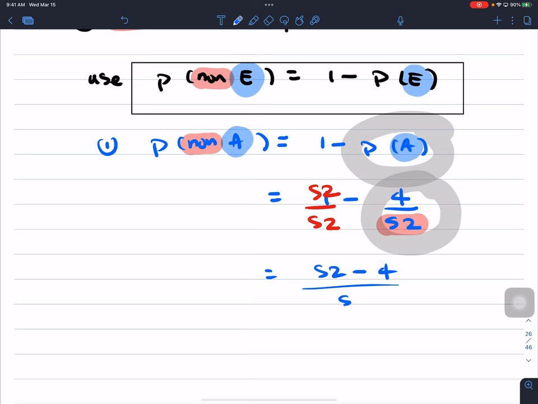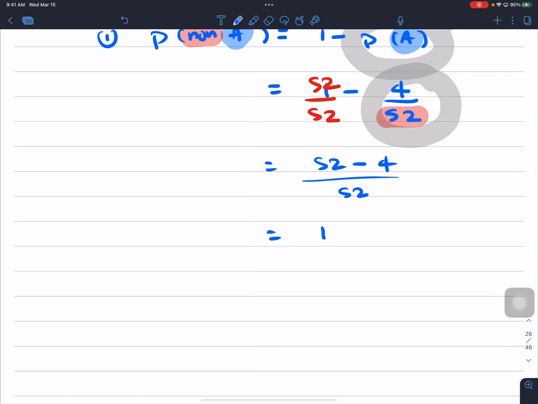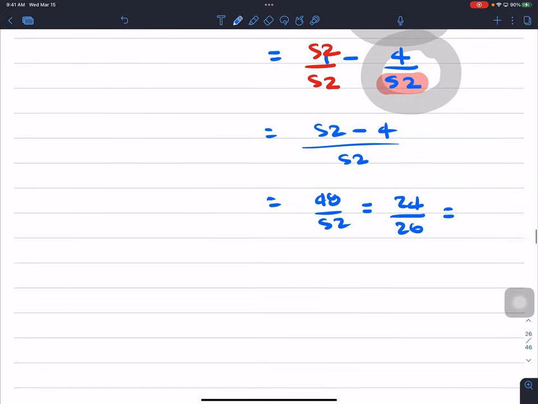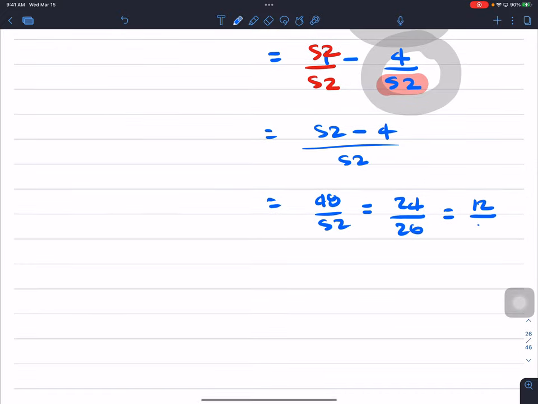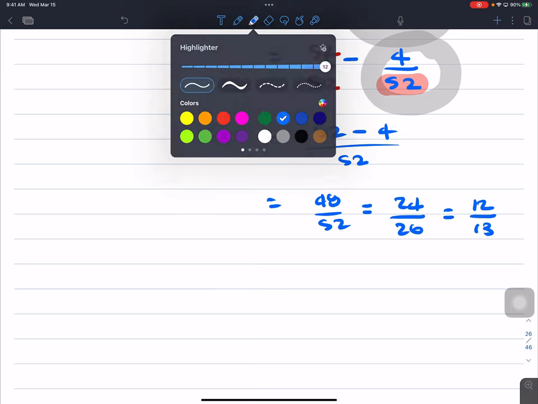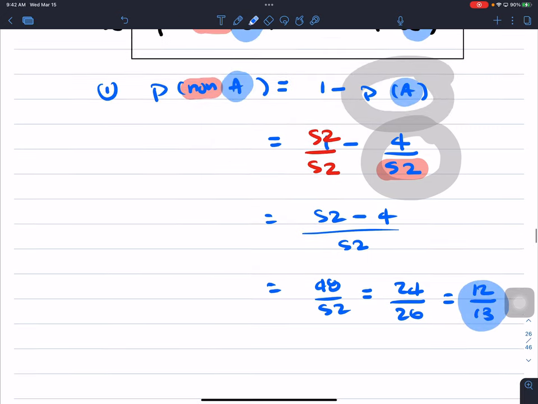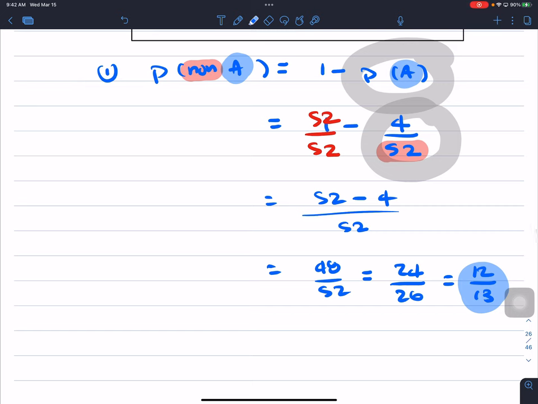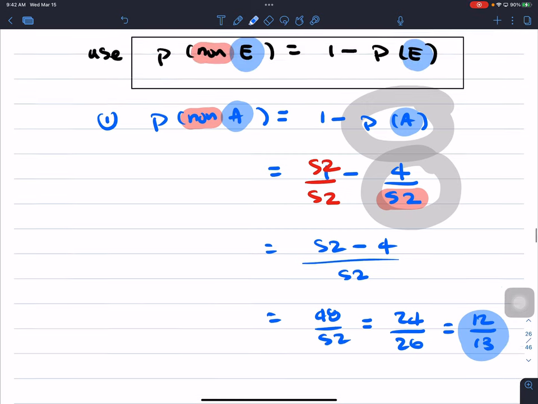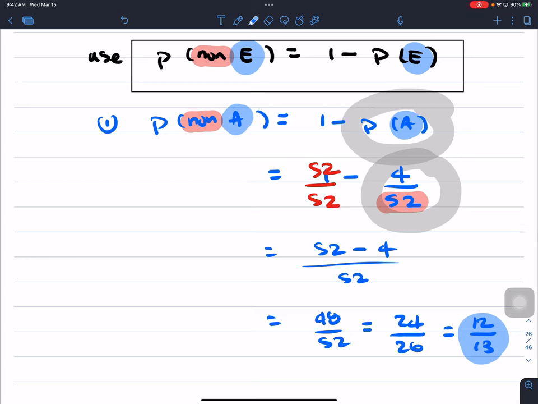What does that equal? That's 48 out of 52. How does that reduce? 2 goes into 48 24 times. 2 goes into 52 26 times. 2 goes into 24 how many times? And 2 goes into 26 what? 13 times. Here you go, ladies and gentlemen. Easy peasy, lemon squeezy. Great. Okay, so this is how you answer the question using the complement rule. This is the rule you use for a non-event.